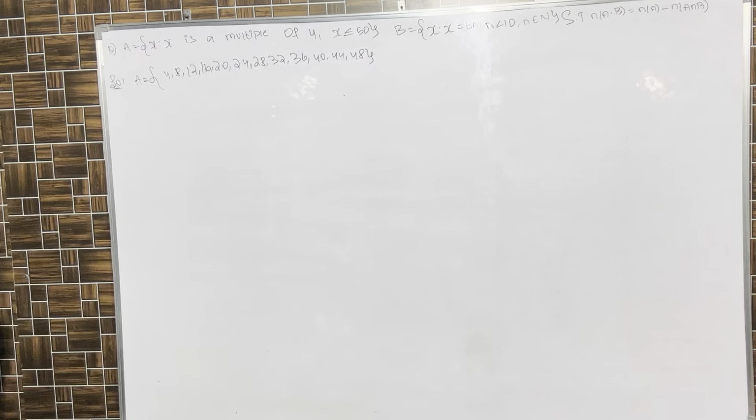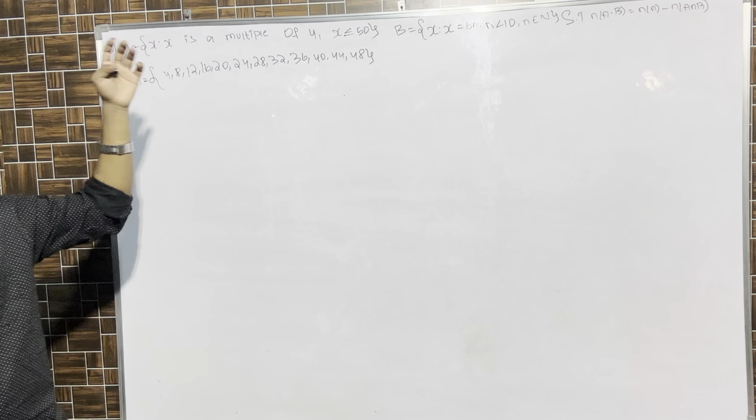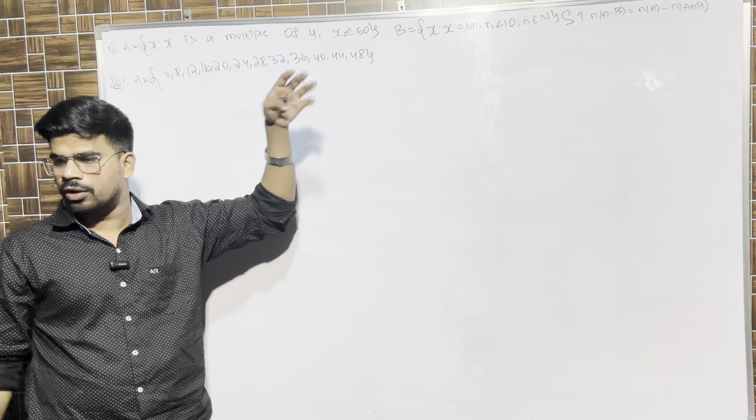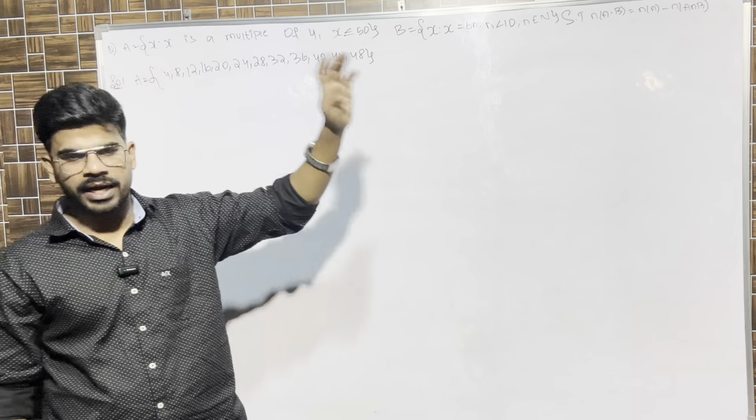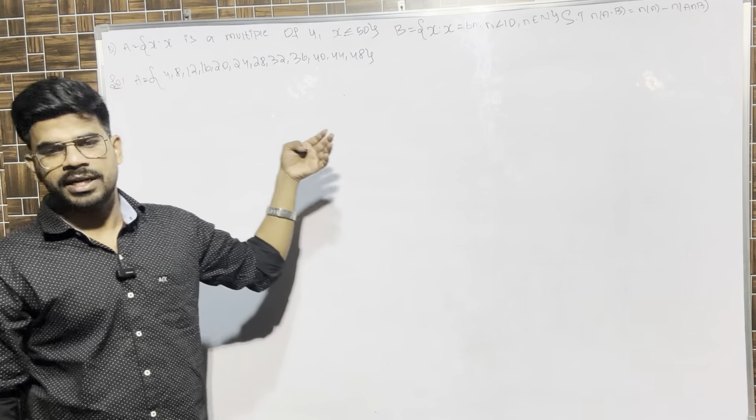So, set builder form to roster form: multiples of 4 less than or equal to 50. 52 is also a multiple, but I already told you multiples extend to infinity. There has to be a certain limit, and that's why he has given the limit 50. So the greatest multiple within the limit is 48.